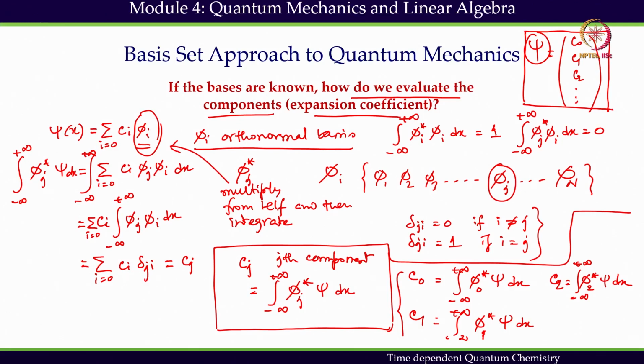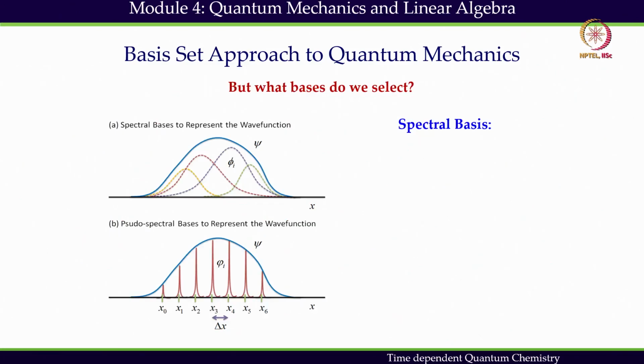But our next question is, from this exercise we have understood that we can find the expansion coefficient, but what kind of basis should we select for our work? This has two answers actually. Each basis function phi I, so psi is represented by expansion coefficients C I and phi I. This is the basis function, and the question is what kind of basis we should select.